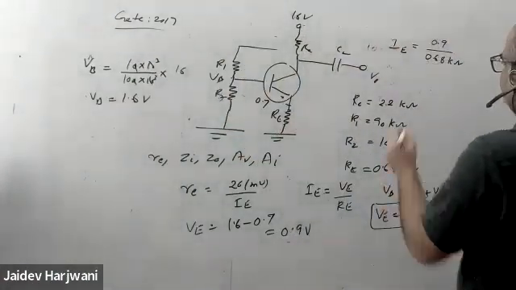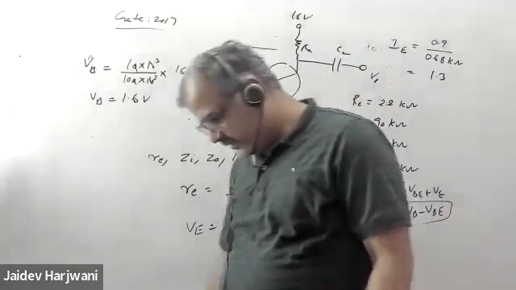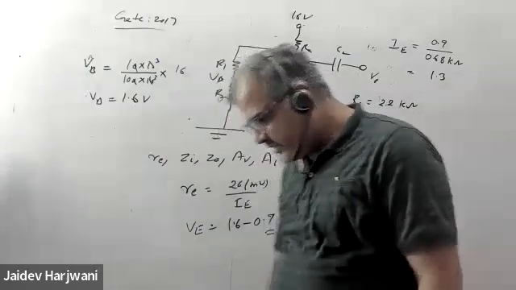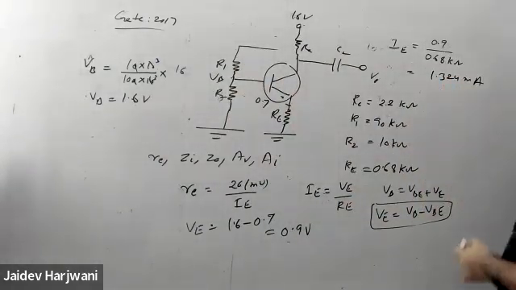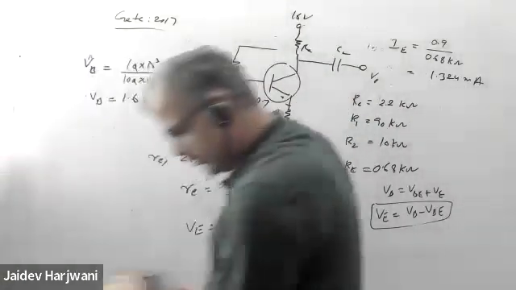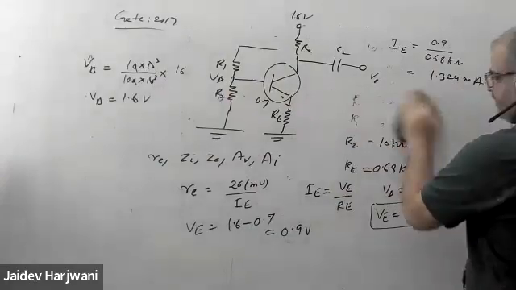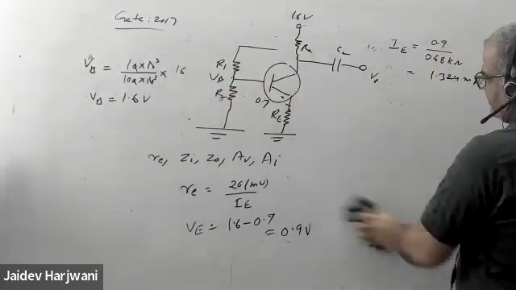1.3 milliampere. Okay, so 1.324 is there. Okay, 1.324 milliampere. So once you know this thing, you can find RE. Now I'm directly writing the values because now there are just calculations.